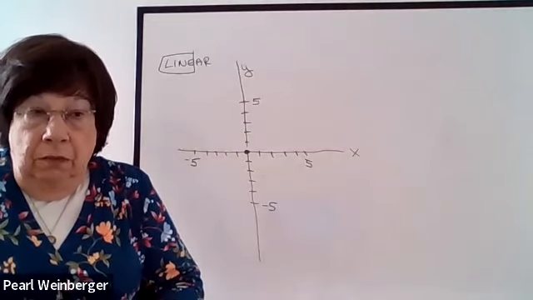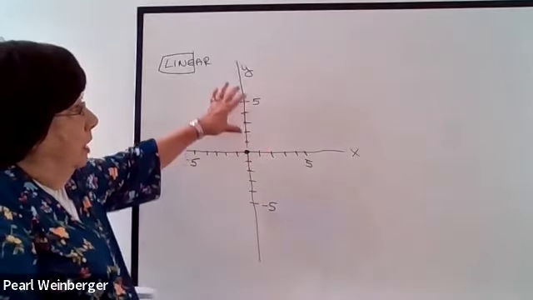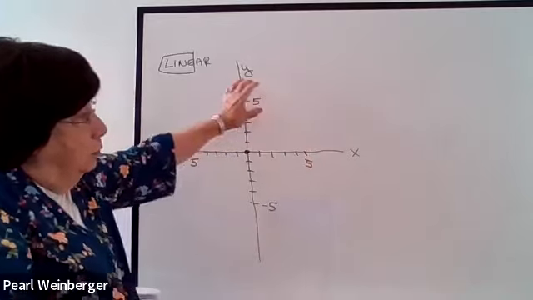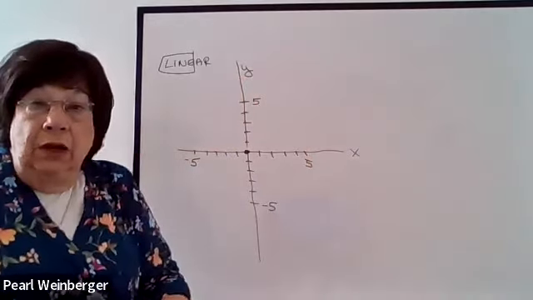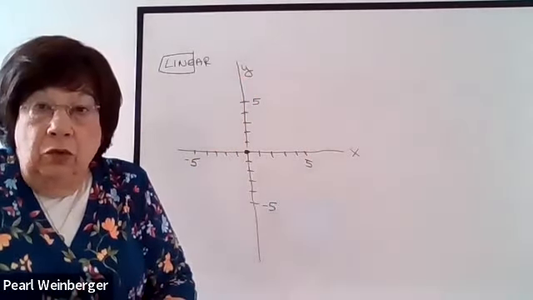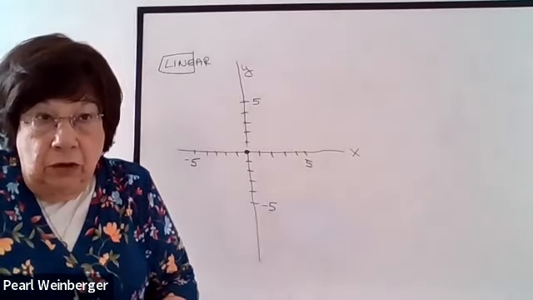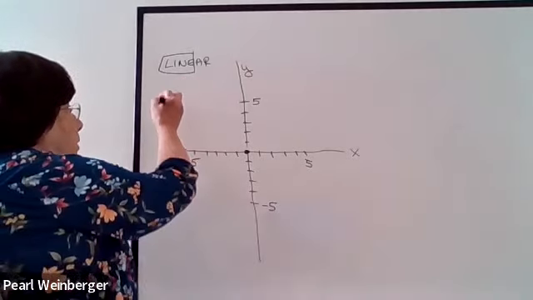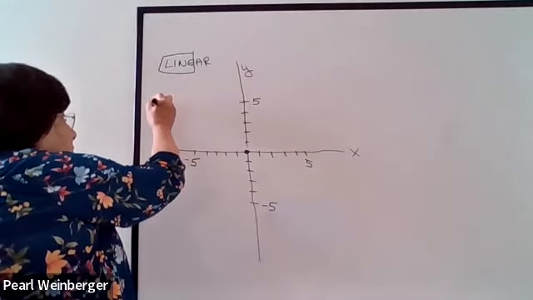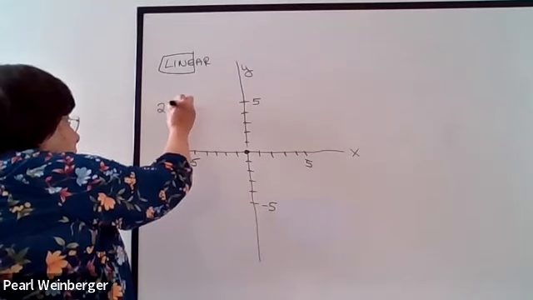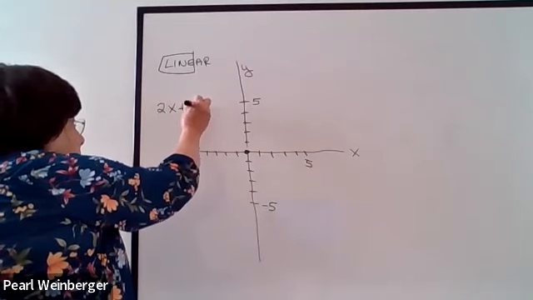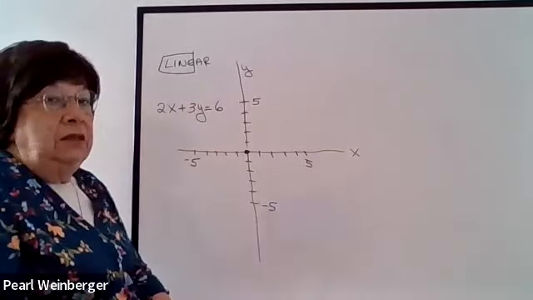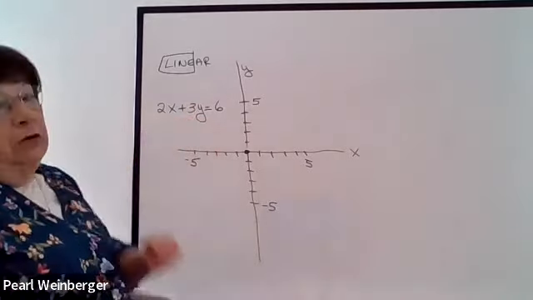Now, because we have two variables here, an x and a y, when we're going to be writing equations of lines, we're going to be having two variables in our equation. I could have an equation that looks like this: 2x plus 3y equals 6. This is an example of a linear equation.